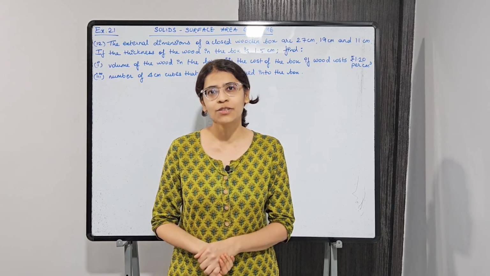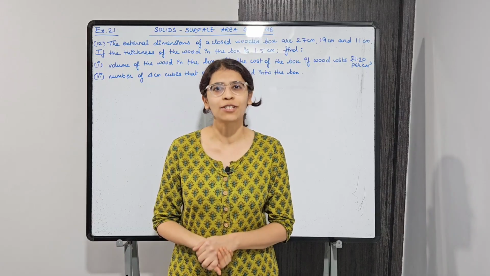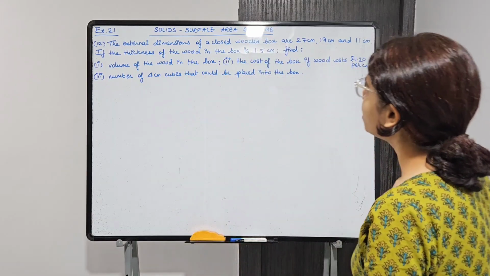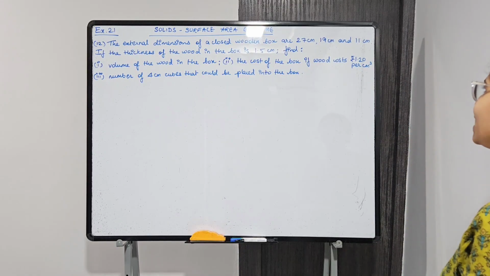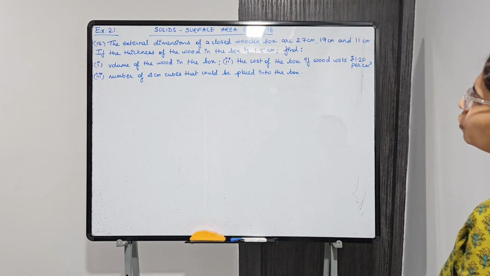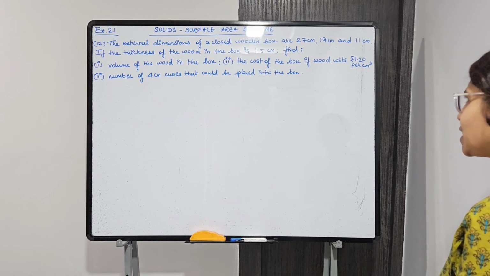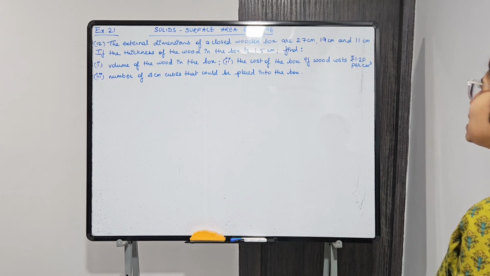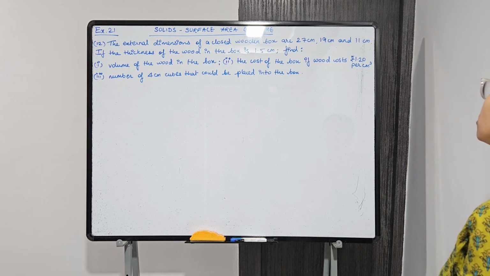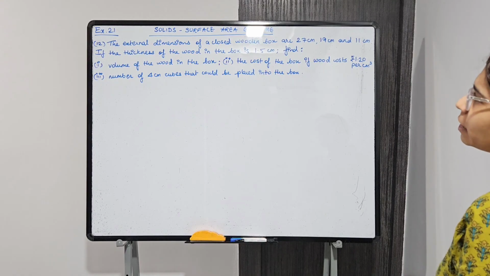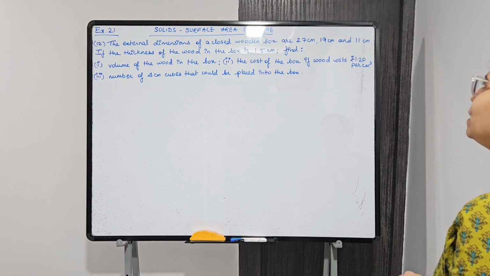In this video, we'll continue solving exercise 21 from chapter solids. So starting with question number 12. The external dimensions of a closed wooden box are 27 centimeter, 19 centimeter and 11 centimeter. If the thickness of the wood in the box is 1.5 centimeter, find first part, volume of the wood in the box. Second part, the cost of the box if wood costs rupees 1.20 per cubic centimeter. Third part, number of 4 centimeter cubes that could be placed into the box.